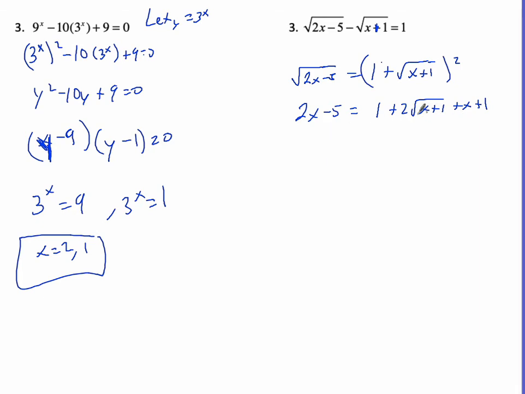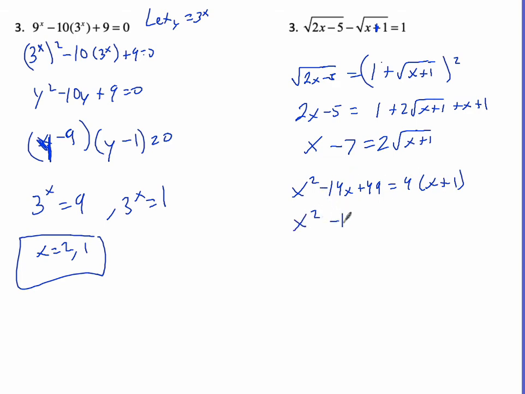Okay, let's keep this root on the right and then get everything else to the left here. So let's subtract x from both sides. We get x, and then we get minus 7 equals 2 root x plus 1. Now we can square both sides. x squared minus 14x plus 49 equals 4 times x plus 1. So x squared, let's minus 4x from both sides. Minus 4, and then we got 45. Then we got x minus 3x.